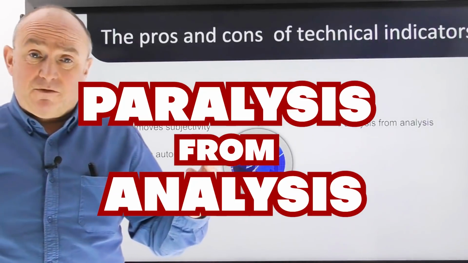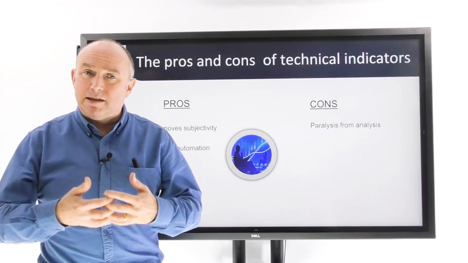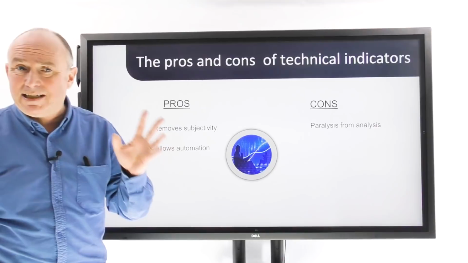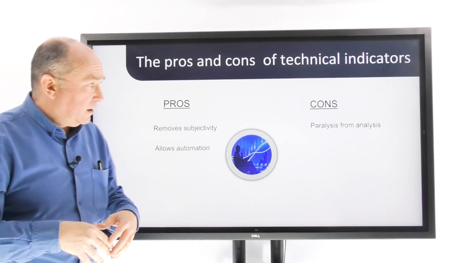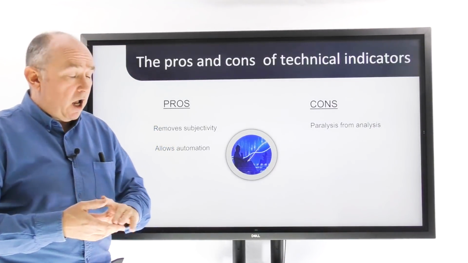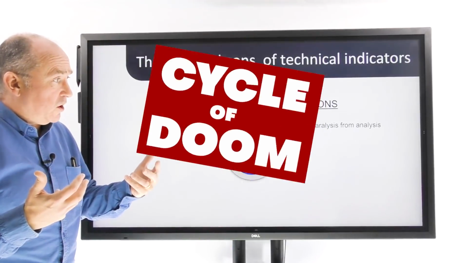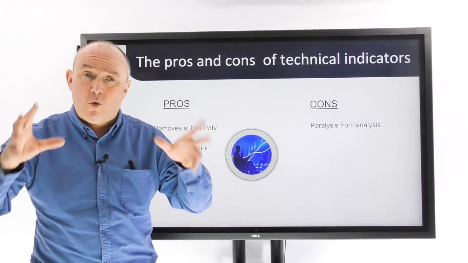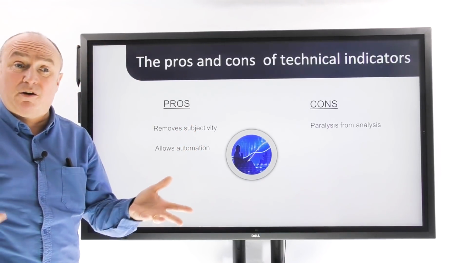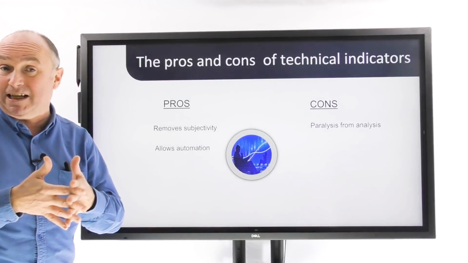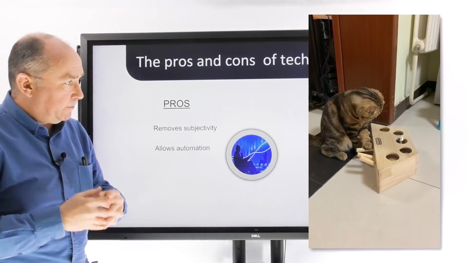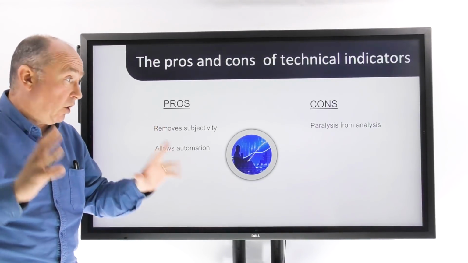The cons, paralysis from analysis. I've seen it so many times in the past where traders are just putting on indicators after indicators to avoid that loss. You may have seen my lesson, my most important lesson I think I've given in my trading education career, and that's the cycle of doom. Traders are always putting on more indicators to avoid those losses. So paralysis from analysis, you've got so many things going on in the chart. At the end of putting all these indicators on, you can't do anything. The chart just looks a complete mess. We'll look at that in a moment actually. But paralysis from analysis, there's too much going on.